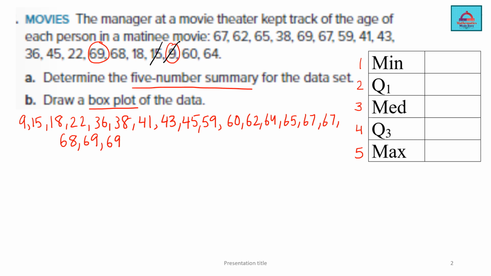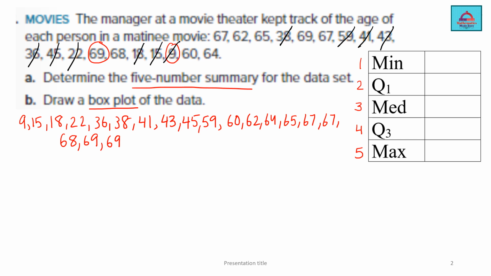I'm repeating again, when you're arranging in ascending order, don't miss any number, don't make any calculation mistake in a question on statistics, otherwise you'll lose marks. So 9, 15, then 18, done, then 22, gone, then 36, then 38, then 41, then 43, then 45, then 59. I hope you are understanding how I'm checking number by number. I'm checking that I have not missed any number.